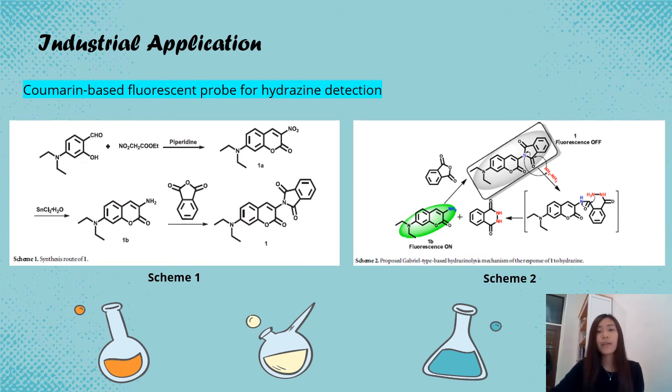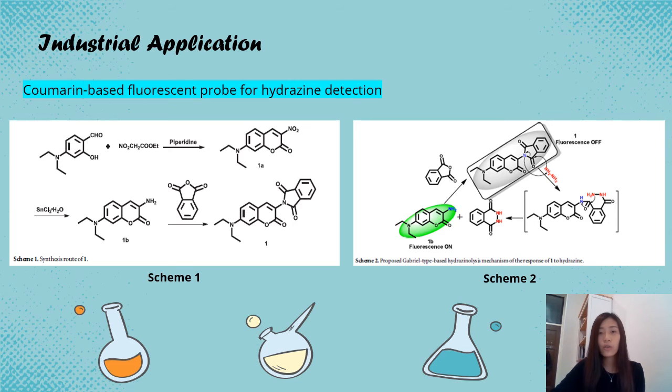One of the industrial applications of Gabriel synthesis is found in a coumarin-based fluorescent probe for hydrazine detection. A research paper reported the design of a fluorescent hydrazine probe. Based on scheme 1 shown in the diagram, probe 1 was synthesized by reacting phthalic anhydride with the coumarin derivative through Gabriel synthesis. And when hydrazine reacts with probe 1 shown in scheme 2, the fluorescent compound 1B is released.